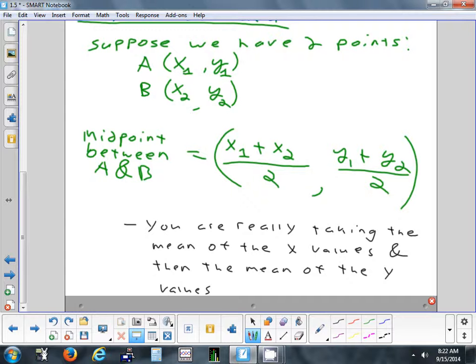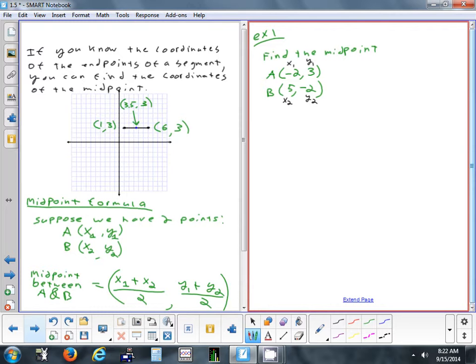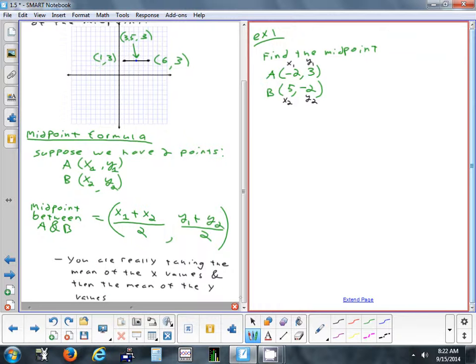Okay, so I've already explained what you're really doing is just taking the mean of the x's and the mean of the y's. What I want you guys to try is take those 2 points, see if you can find the midpoint. I've already labeled them x1, y1, x2, y2, so try it the way I labeled it. And then if you have a second, try switching the labels. Try letting point B have x1 and y1, and point A have x2 and y2, and see if it makes a difference.